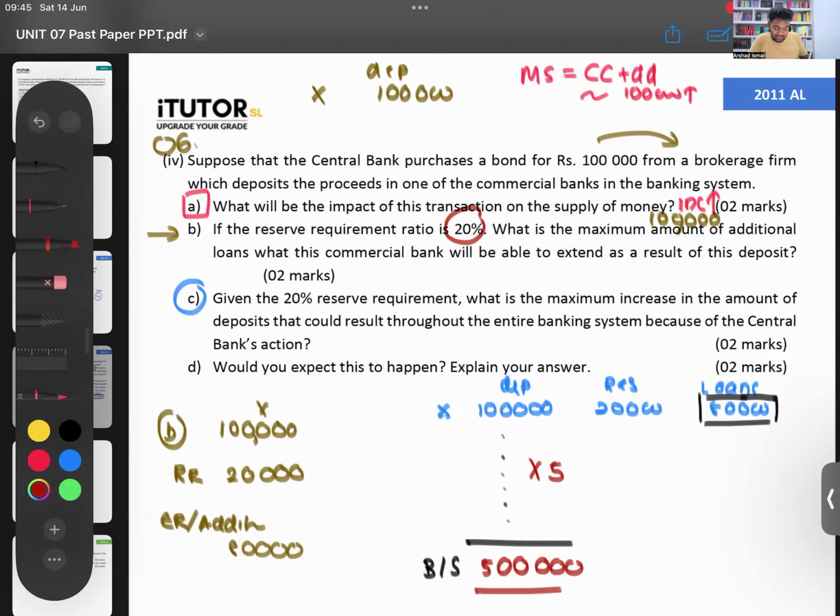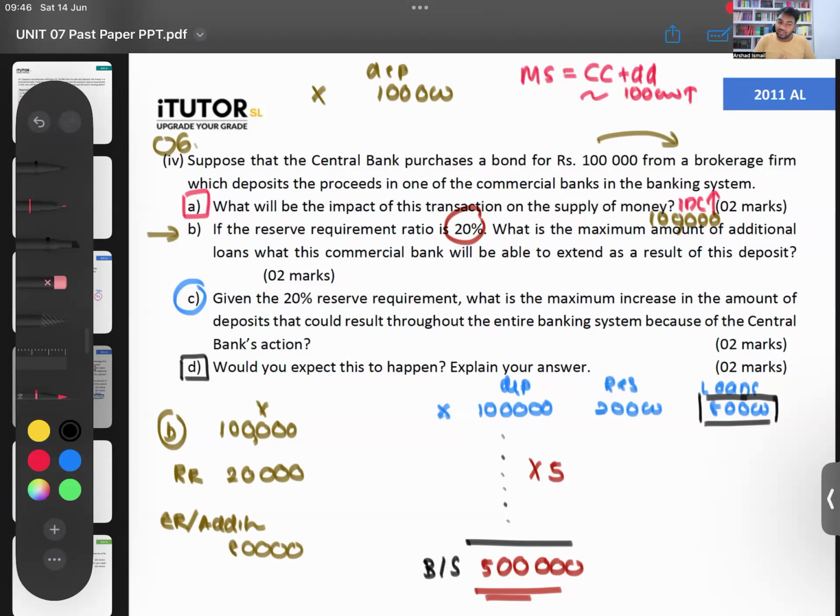And total deposits in the banking system. That is part C. So product, show your workings and so on. And then part D is asking, would you expect this to happen? Do you think in reality this happens as it is? Do you think this 100,000 that came in will exactly become 500,000 at the end?